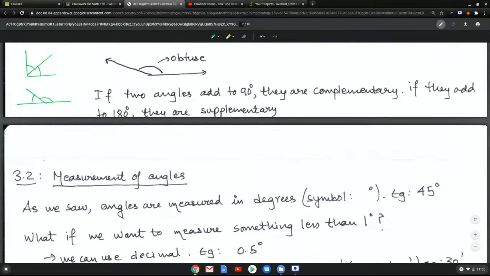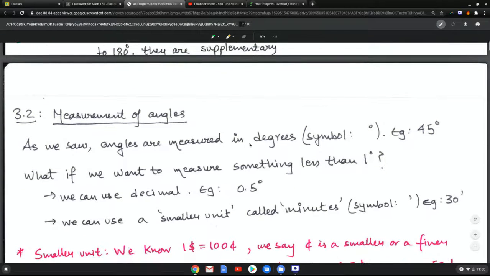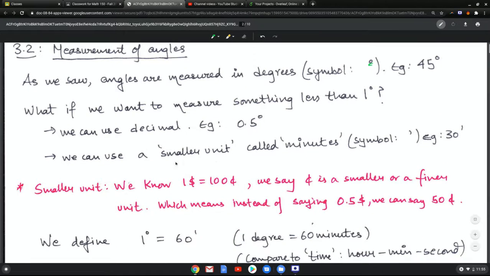Since we already started talking about angles, let's see how it is measured. So angles are measured in degrees, the symbol being °, 45 degrees. What if you want to measure something less than 1 degree? One way is to use decimals, for example, 0.5 degrees. Another way is we can use something called a smaller unit, which we say minutes, and the symbol is just this one apostrophe. So example, 30 minutes.